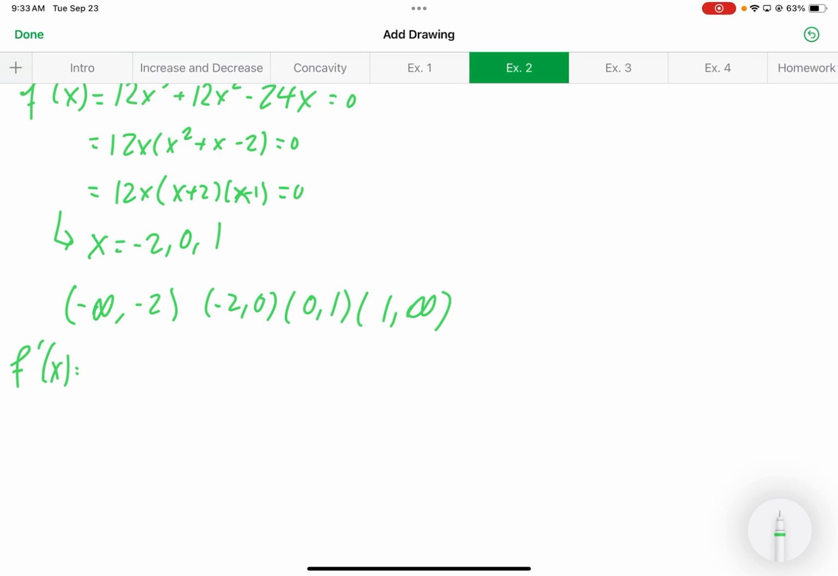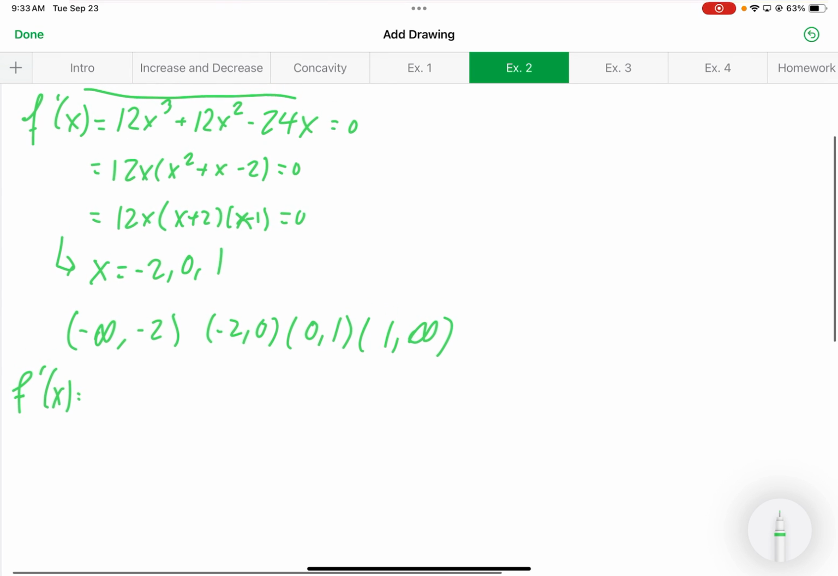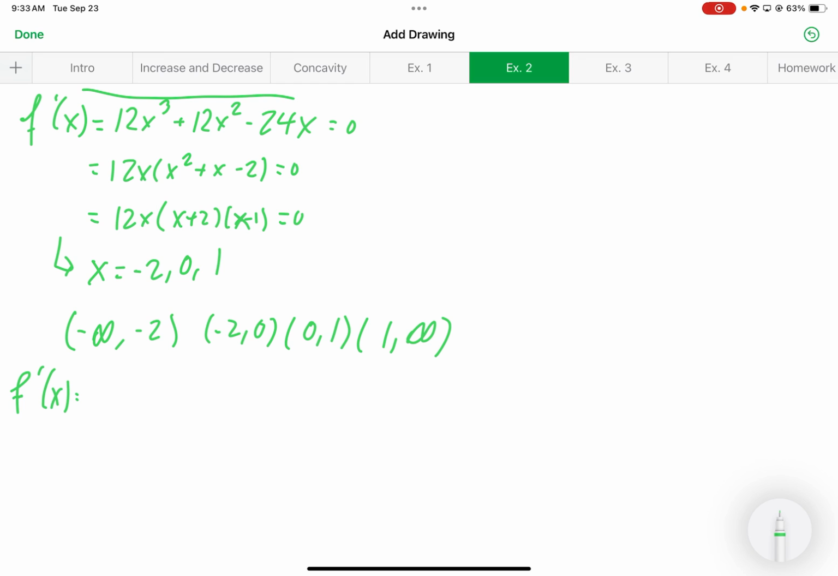Negative 3 is a good one. Let's do that. So if I plug negative 3 into my first derivative, we have to be very careful about how I do that. I don't want to plug it into this form right here, because then I have to cube it and combine it and really figure out if it's positive or negative. I think it's much easier to plug it into this factored form, okay?